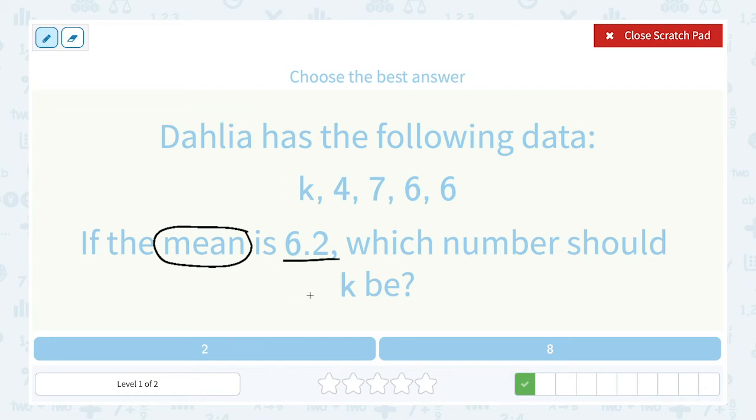And then I'm going to plug one of these numbers in. Okay, and let's try 8 first. You can really pick either one. If it doesn't work out, you'll just try the other one. If I put 8 in place of K, and then I add up all my numbers, it would be 8 plus 4 plus 7 plus 6 plus 6. When you're finding the average, you always divide the total that they add up to by how many numbers there were. There were 1, 2, 3, 4, 5 numbers.